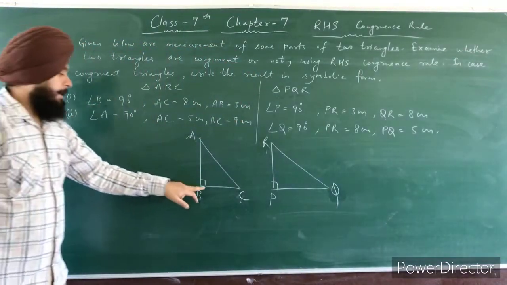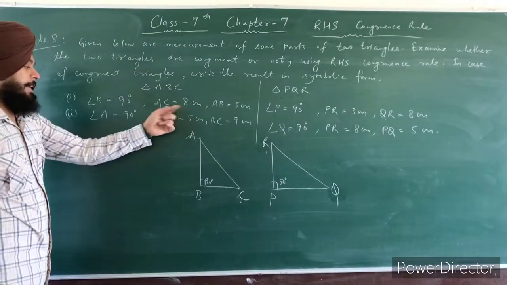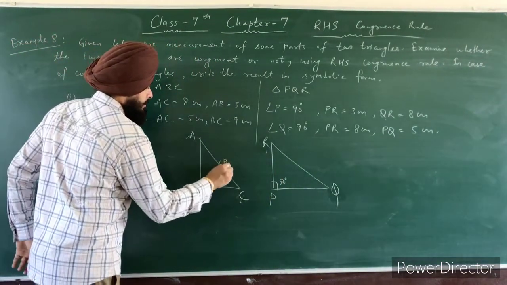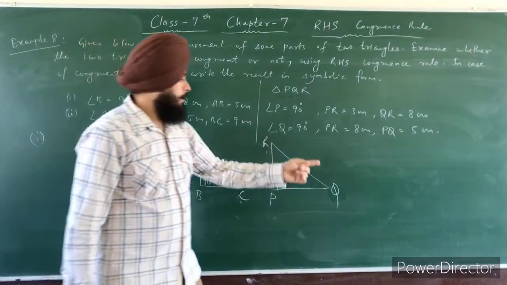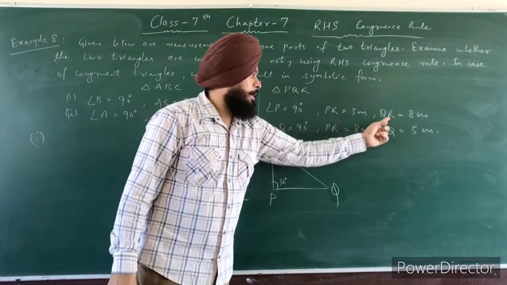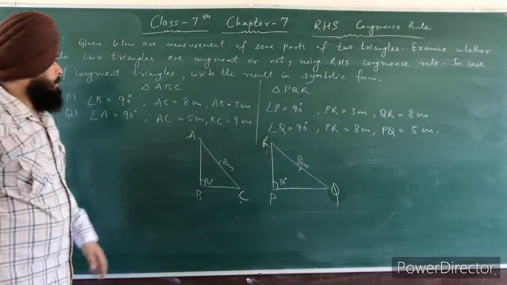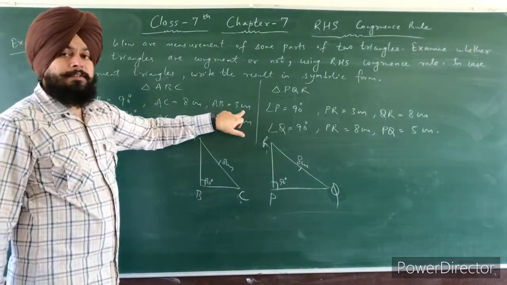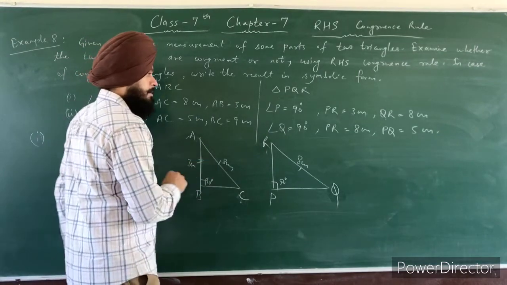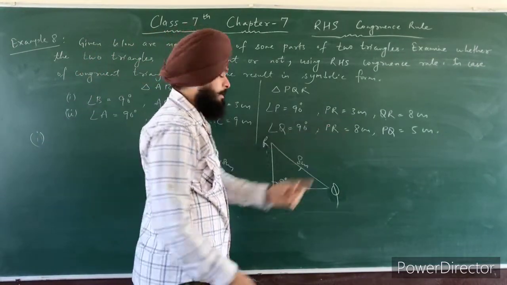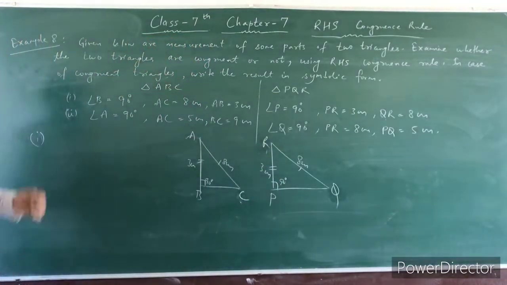Now, angle B is 90 degrees. AC is 8 cm. This is AC, which is the hypotenuse of triangle ABC. On the other side, the hypotenuse is RQ, so RQ is 8 cm. The third one is side AB, which is of measure 3 cm. And the other side PR is of measure 3 cm. Clear, students?